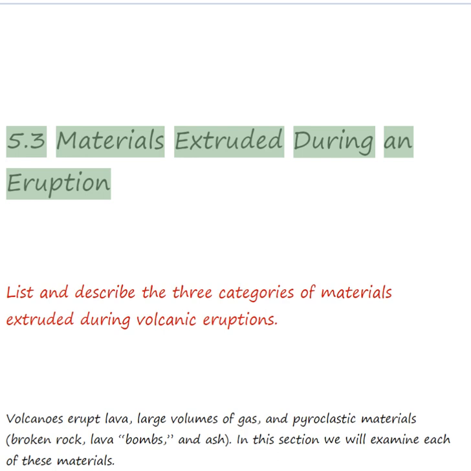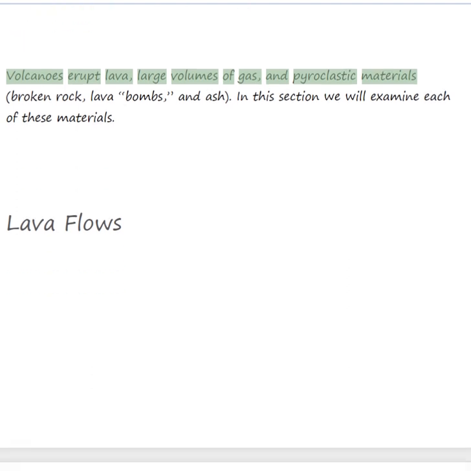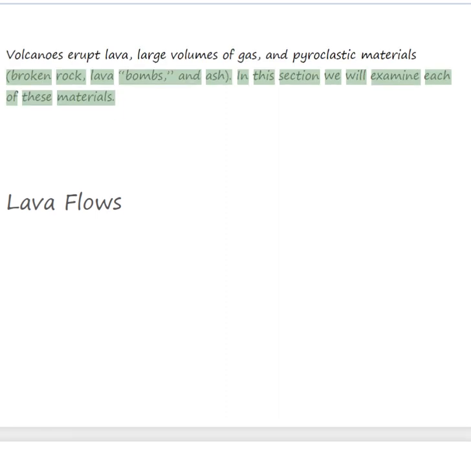5.3 Materials extruded during an eruption. List and describe the three categories of materials extruded during volcanic eruptions. Volcanoes erupt lava, large volumes of gas, and pyroclastic materials. In this section we will examine each of these materials.